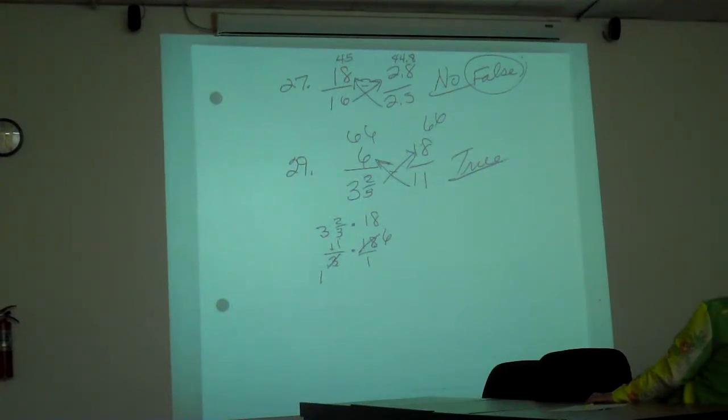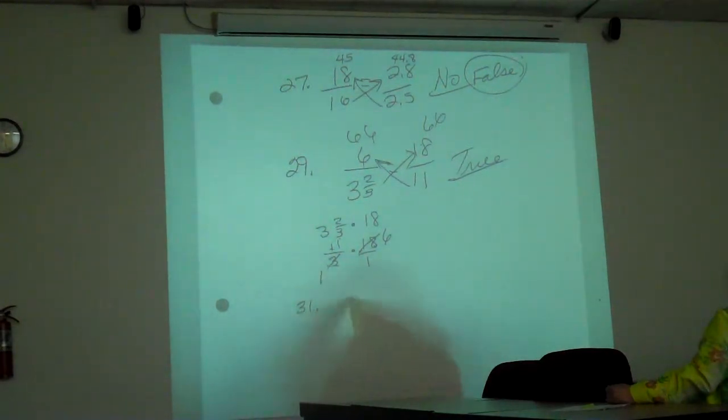You can find that answer by breaking them down first, but no, you just multiply straight up. But you know how you have to change it into an improper fraction. Yes, that's what I meant.